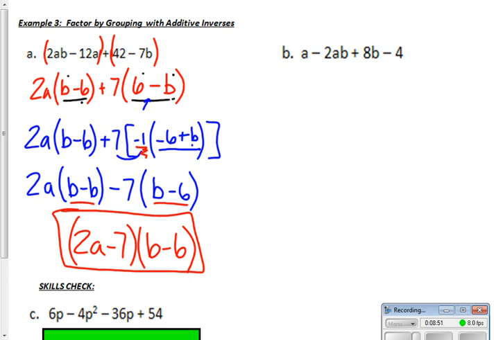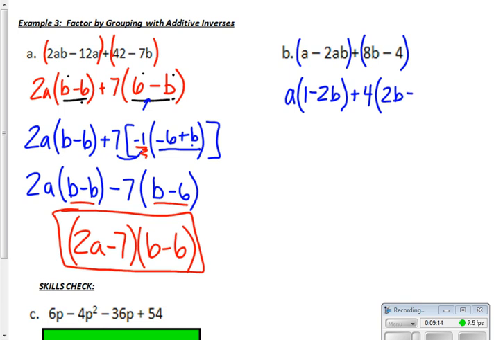Same situation in here with B. Go ahead and group things together here. After my grouping, in the first one, I can see that I can take out an a. When I take out a, I'll be left with 1 minus 2b. In the second group, it looks like I can factor out a 4. So I'd say factor out a 4, and I get 2b, and I would get minus 1, sorry.